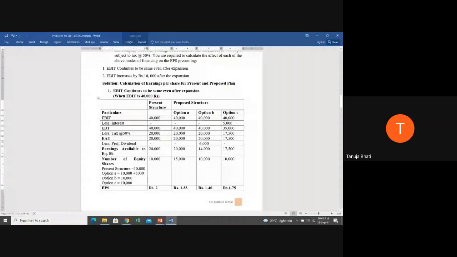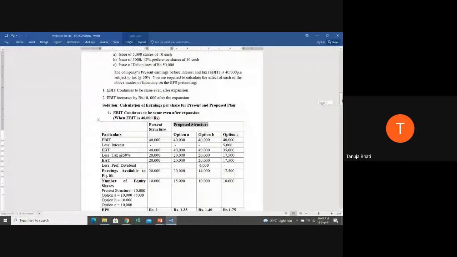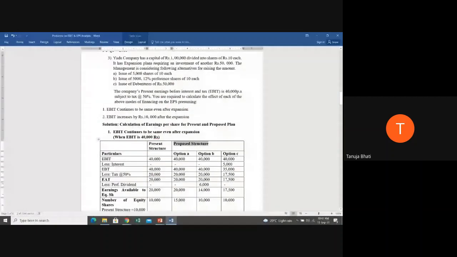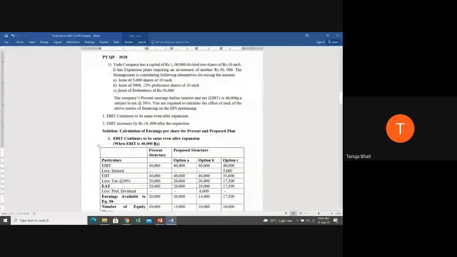EBIT, this is a present structure, this is a proposed structure. In the proposed structure, you have A, B, C options. EBIT is remaining the same, that is 40,000 under each of the options. Less interest. Now students, interest to the debenture holders will come only under option C. Why? Because under option C only they are going to raise 50,000 by issuing debentures. Now, here we have taken 5,000 as the value.